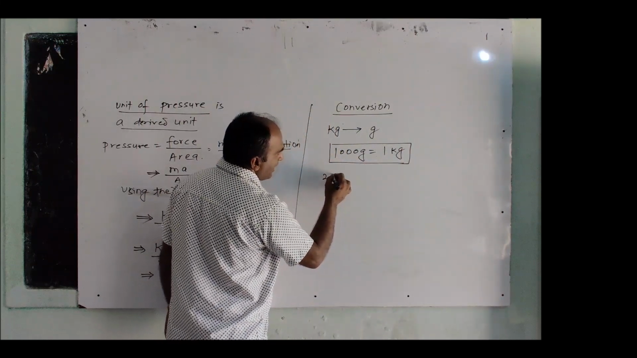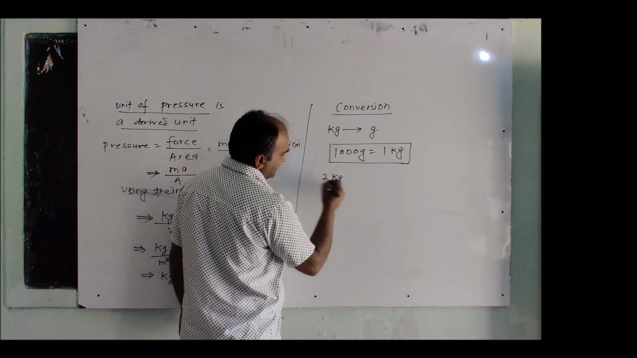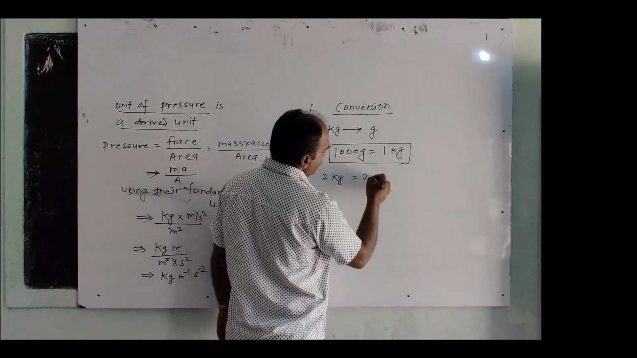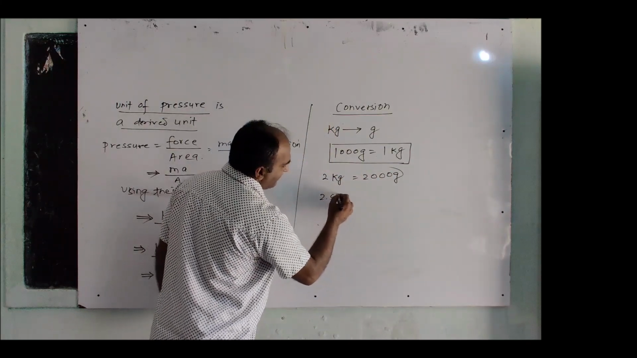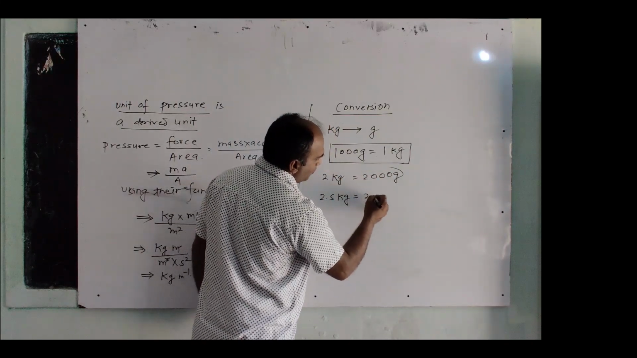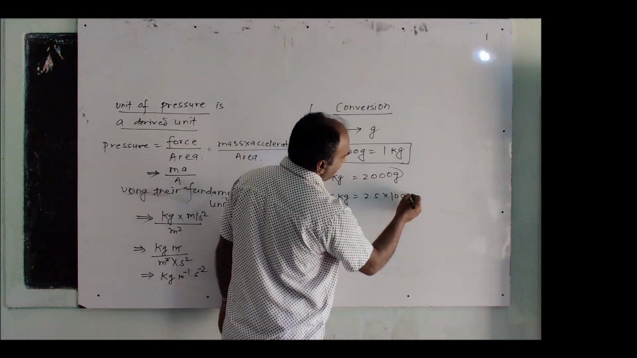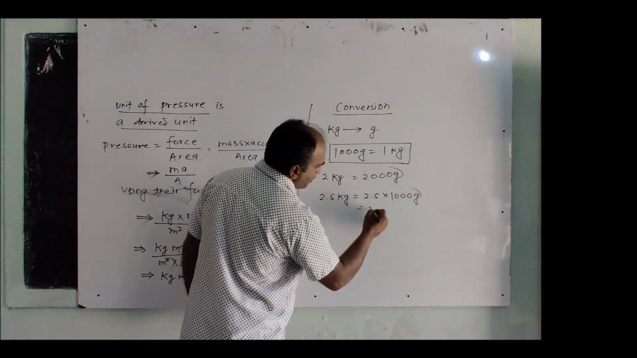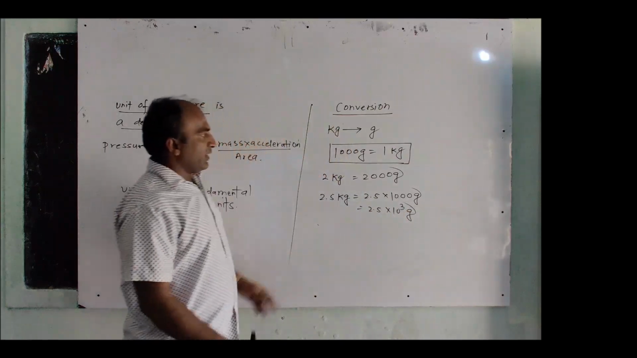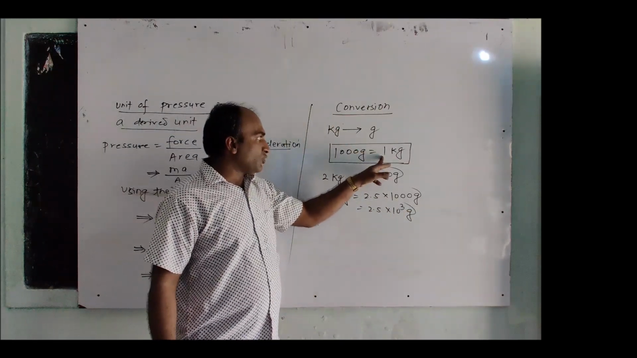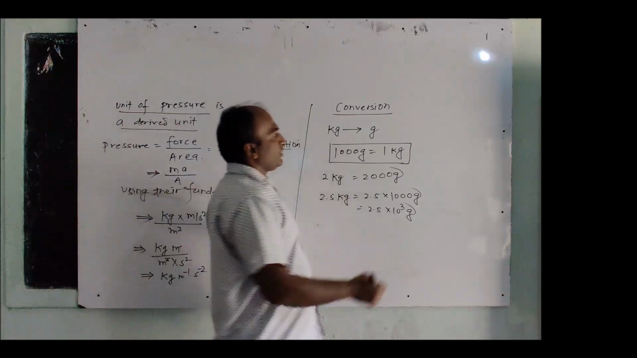Just like, suppose we have to express 2 kg. This means simply 2000 grams. 2.5 kg means 2.5 into 1000 gram, or we can write simply 10 power 3 gram. In this way, kilogram can be converted into gram, and gram can be converted into kilogram.